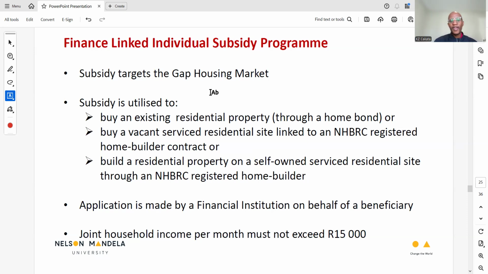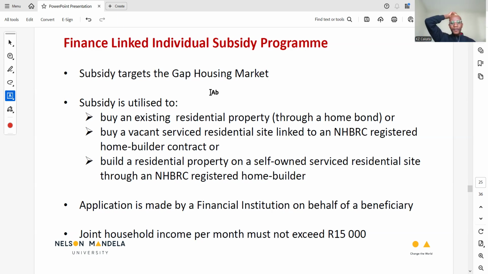Whether you buy a vacant serviced residential site and then, linked to an NHBRC home builder, build a residential property, again, always linked to an NHBRC. The application is made by a financial institution. So this works through financial institutions on behalf of the beneficiary.